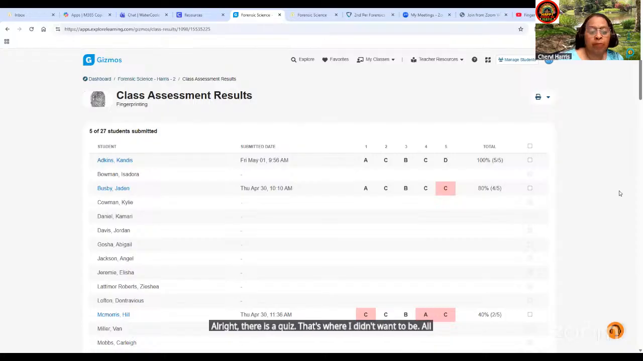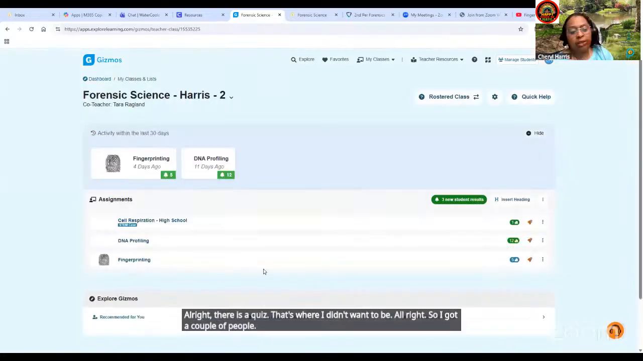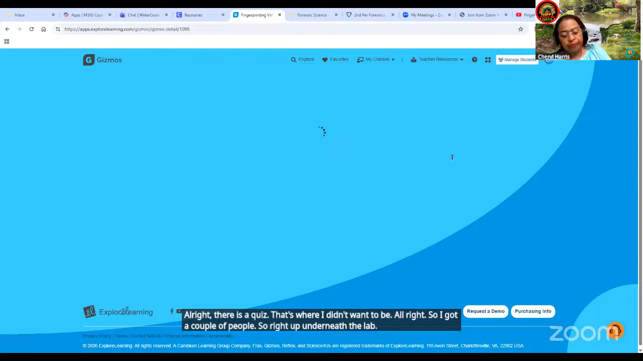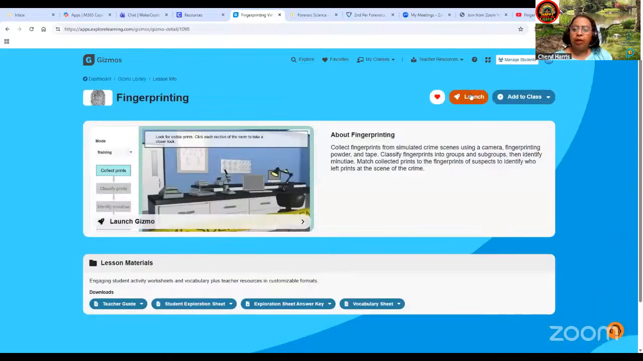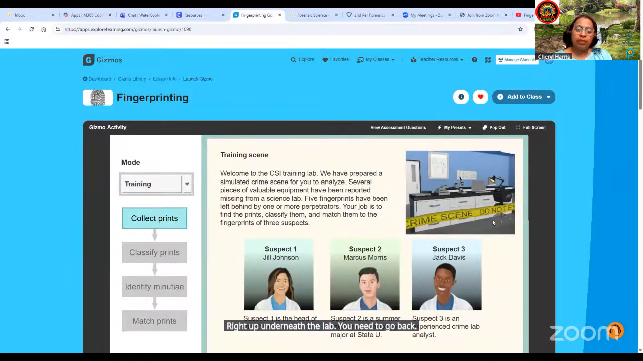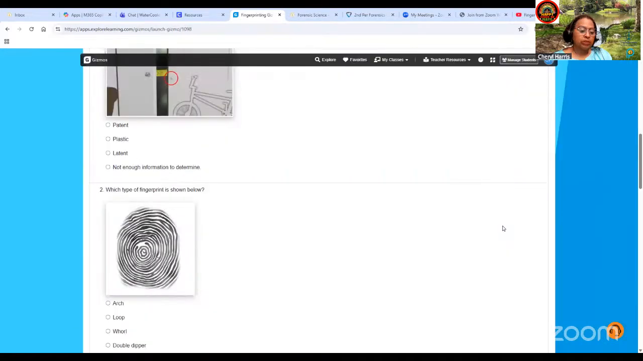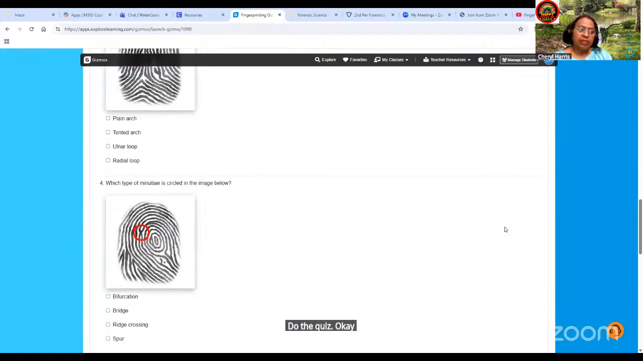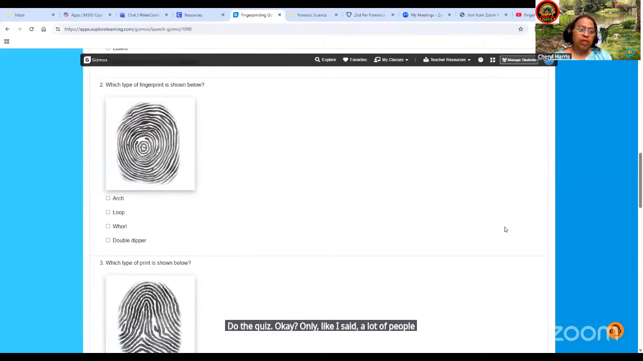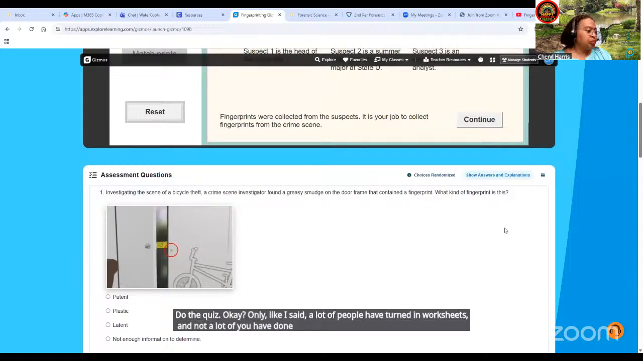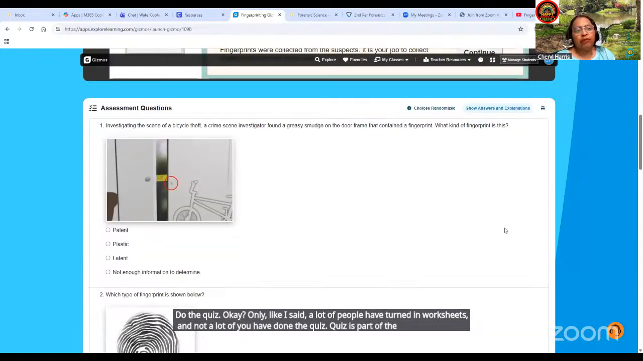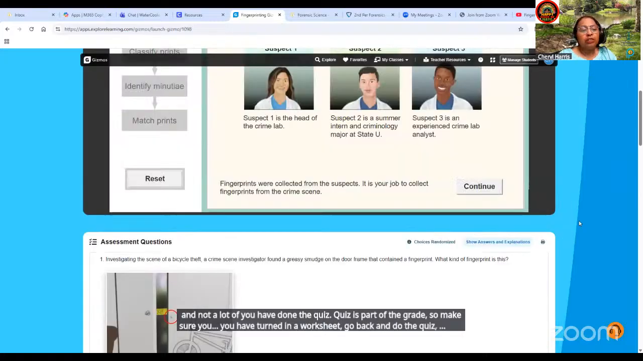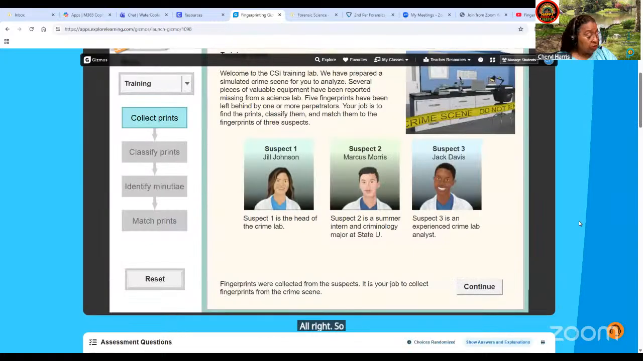All right, so I got a couple of people. So right up underneath the lab, you need to go back and do the quiz. Okay, only, like I said, a lot of people have turned in worksheets and not a lot of you have done the quiz. Quiz is part of the grade, so make sure if you have turned in a worksheet, go back and do the quiz, please.